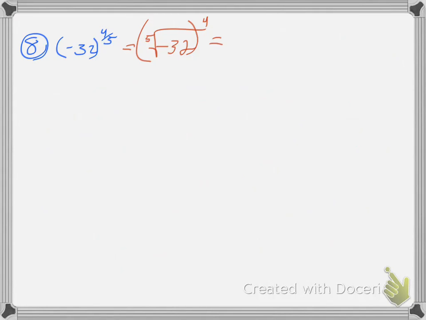The 5th root of negative 32, well, it's a negative, but understand that I am able to do that because it is an odd root. When it's odd, I am allowed to take that radical. So that is a negative 2. 5th root of negative 32 is negative 2 raised to the 4th. And when I raise a negative number to an even power, that becomes positive. So that's positive 16.